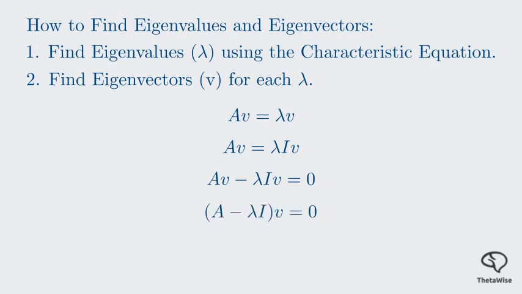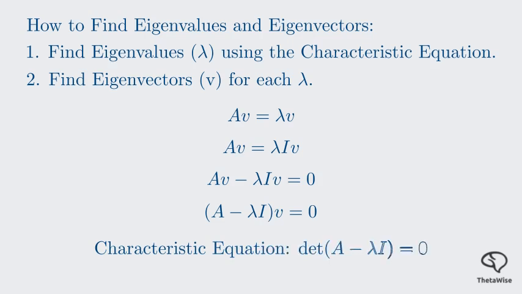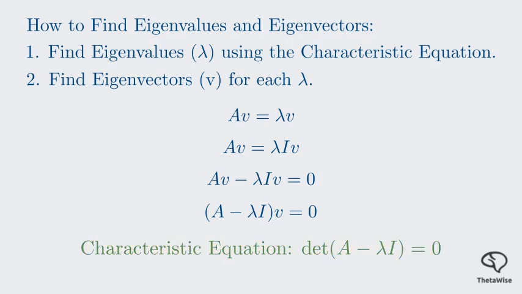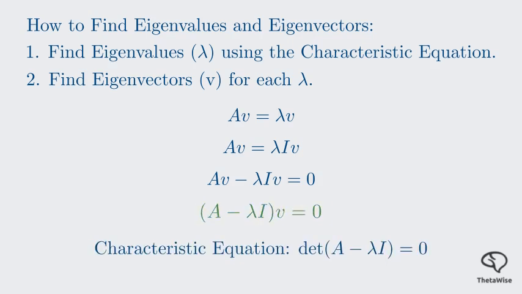We are looking for a non-zero vector v. For this system to have a non-trivial solution, a solution other than v equals 0, the matrix A minus lambda I must be singular, or non-invertible. A matrix is singular if and only if its determinant is 0. This gives us our characteristic equation, the determinant of A minus lambda I equals 0. Solving this polynomial equation for lambda will give us the eigenvalues.